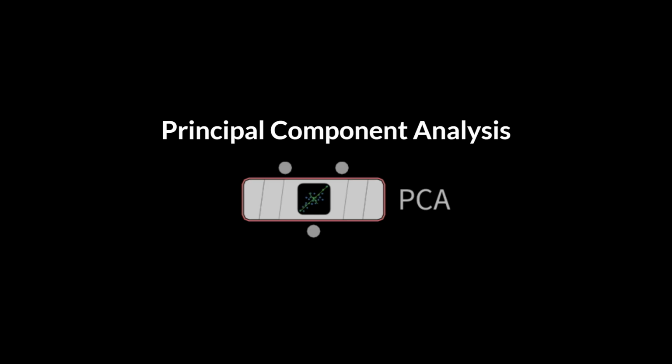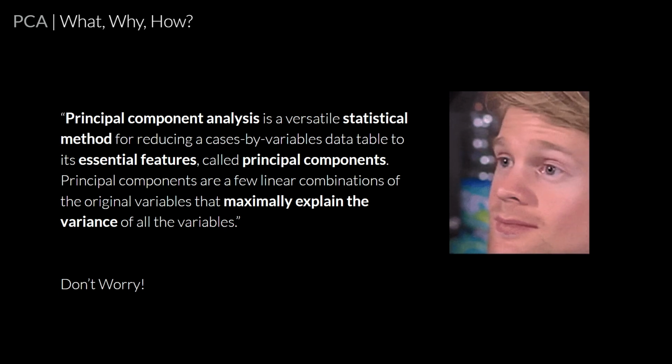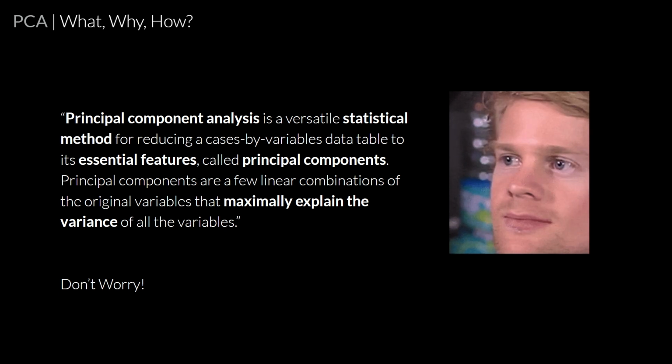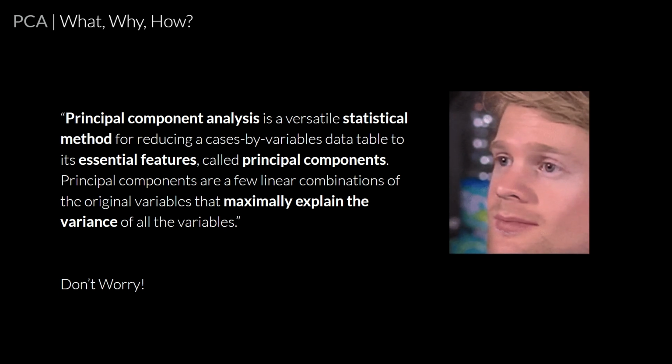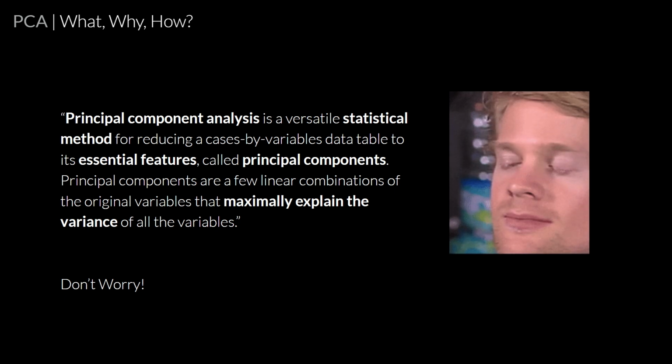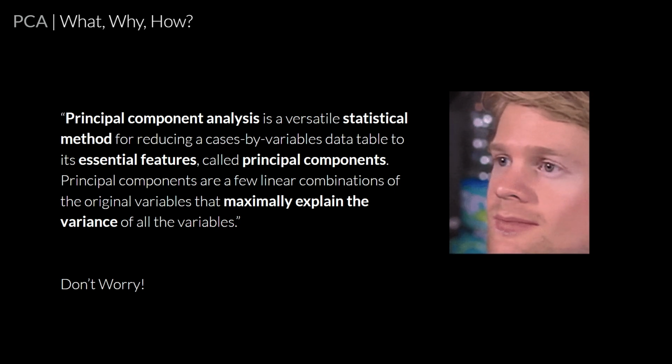But what does PCA stand for? PCA stands for Principal Component Analysis, and Principal Component Analysis is a versatile statistical method for reducing a cases by variables data table to its essential features, called principal components. Principal components are a few linear combinations of the original variables that maximally explain the variance of all the variables. Interesting. Don't worry. It's basically just a math and statistics tool and commonly used in machine learning for dimensionality reduction.